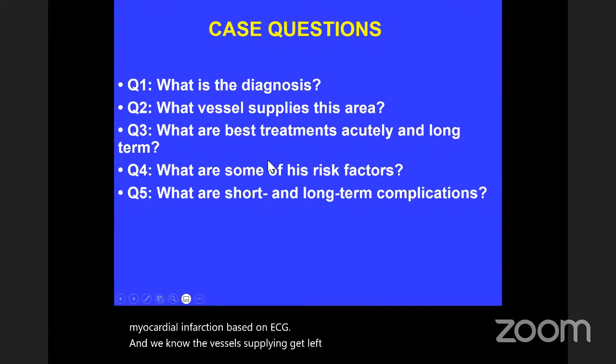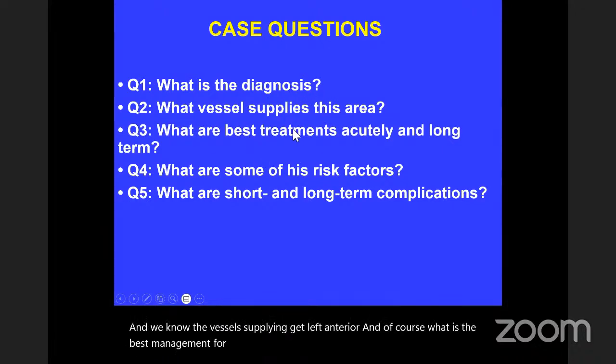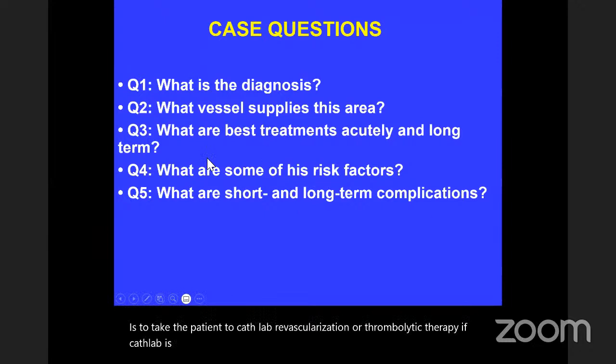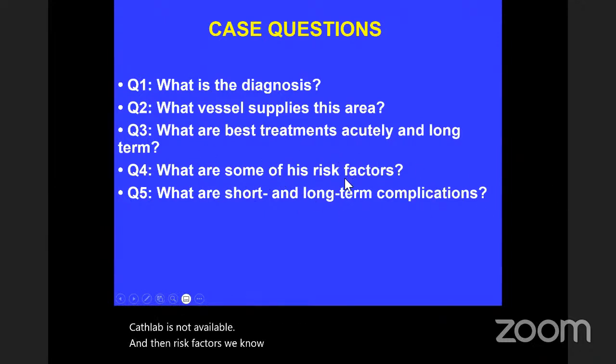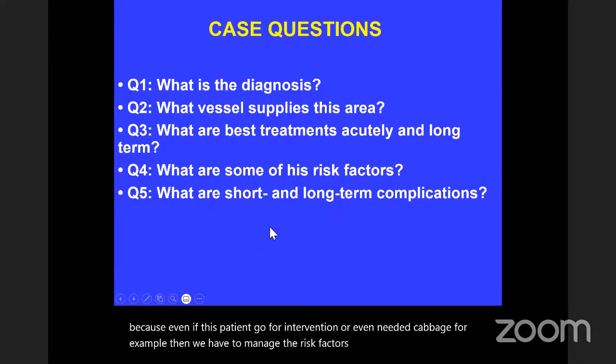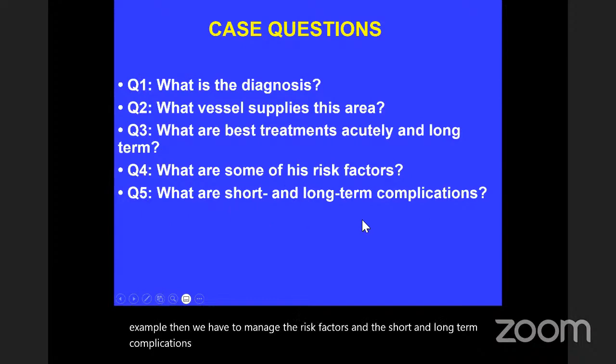And of course, the best management for this patient is to take the patient to the cath lab for revascularization, or thrombolytic therapy if the cath lab is not available. And risk factors, we know the risk factors, but we will discuss them later because even if this patient goes for intervention or even needs CABG, for example, then we have to manage the risk factors. Short and long-term complications are important for you as surgeons because you will deal with these complications sometimes.